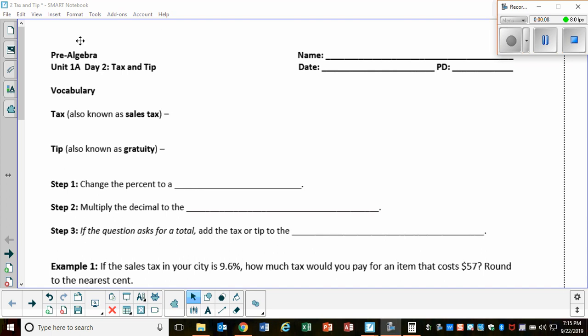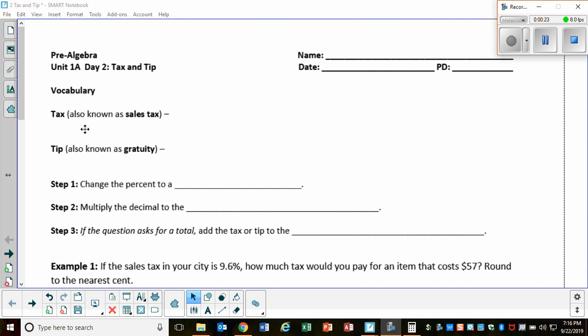Today is, I don't know why it says A there, it should be a B. But today we're going to focus on tax and tip. So these are things that you guys see every day, but you just might not realize the math behind it, kind of. So we're going to make you realize the math behind it.